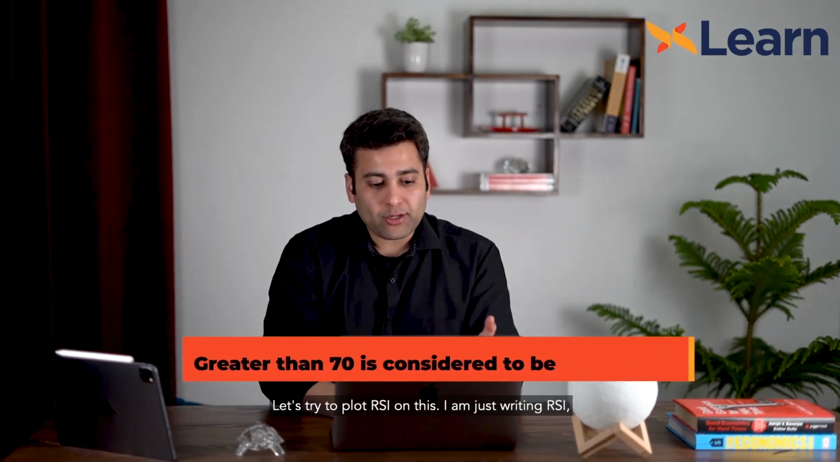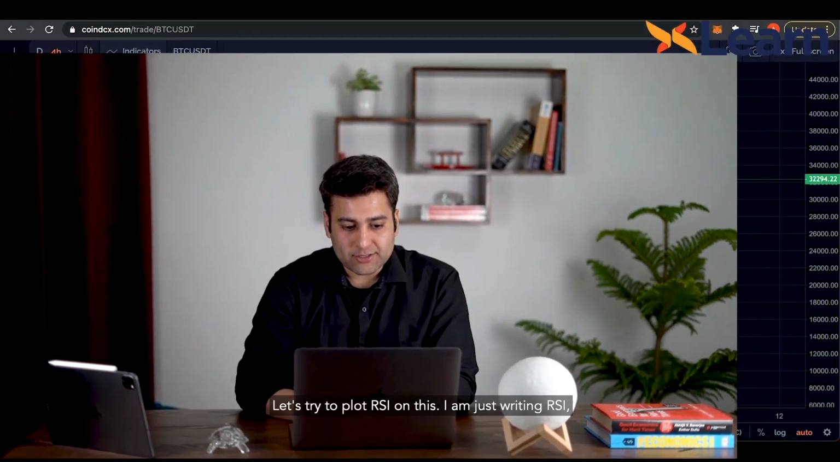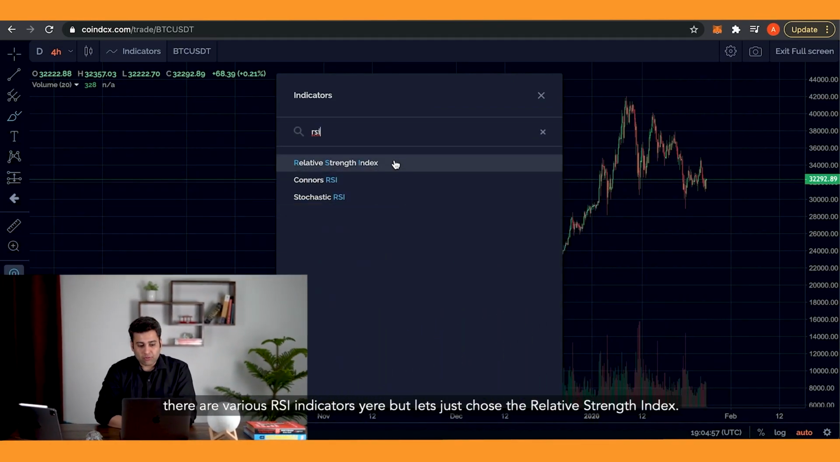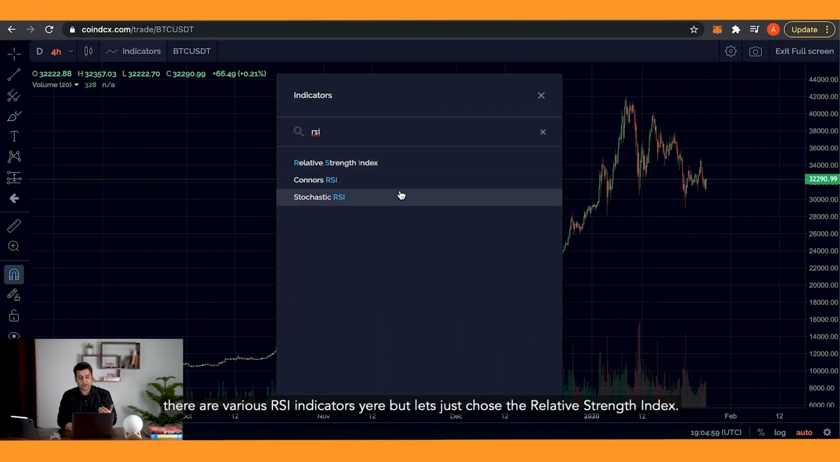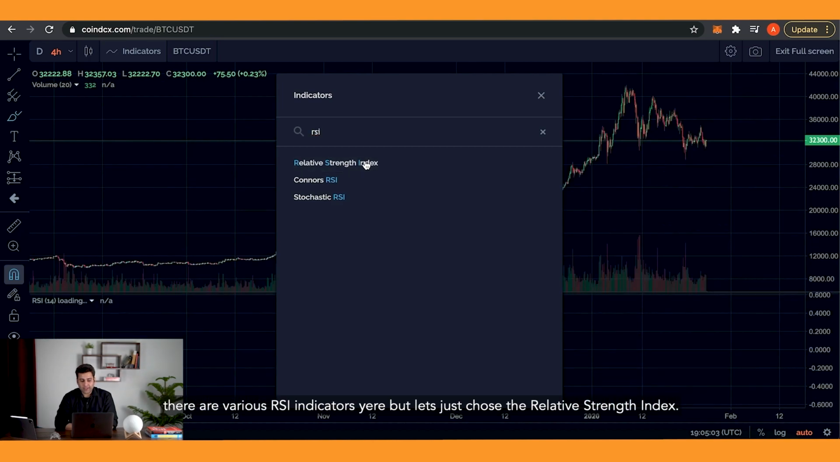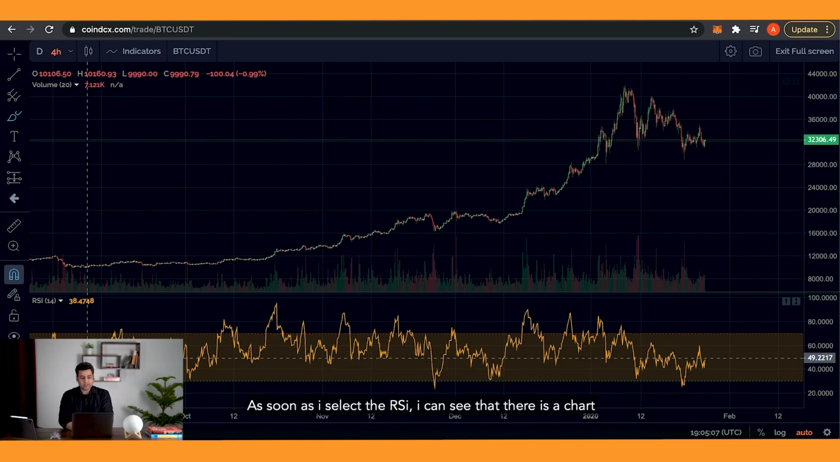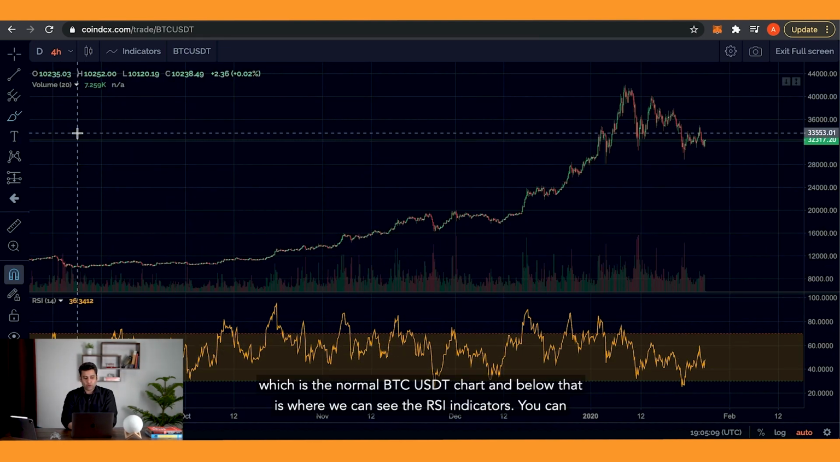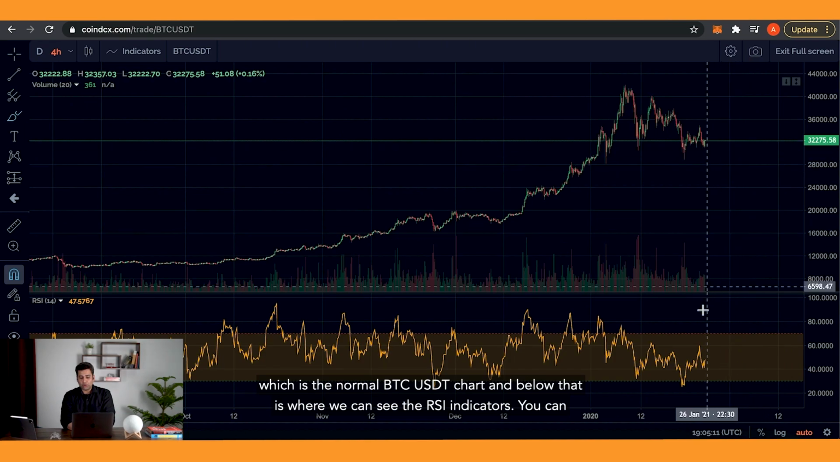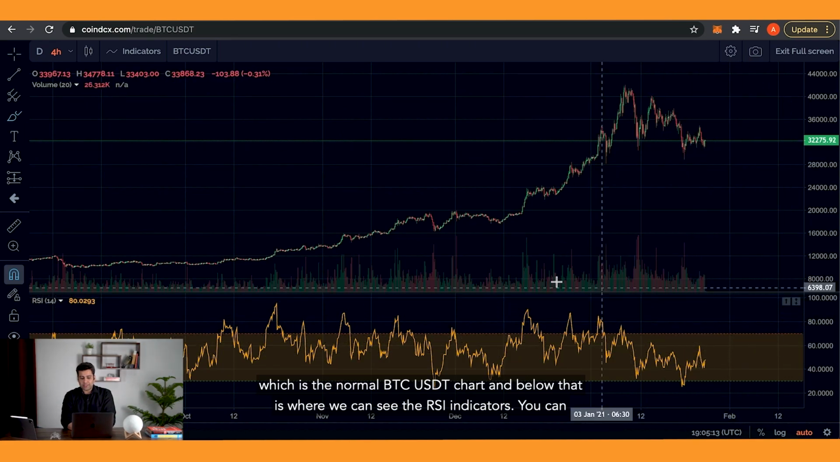So let's try to plot RSI on this. I'm just writing RSI. There are various different RSI indicators here, but let's just choose the relative strength index. As soon as I selected the RSI, I can see that there is my normal BTC USDT chart, and below that is where we can see the RSI indicator.